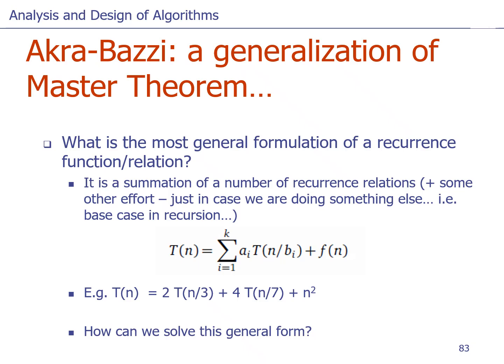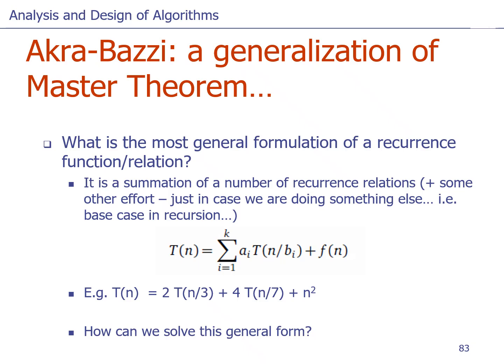Something like 2T(n/3) plus 4T(n/7). Okay, we haven't seen this before with the master theorem. Plus some additional work, f of n, which is here n squared. So you can have a series of recurrence terms that are summed together, and it will actually help you in solving this.